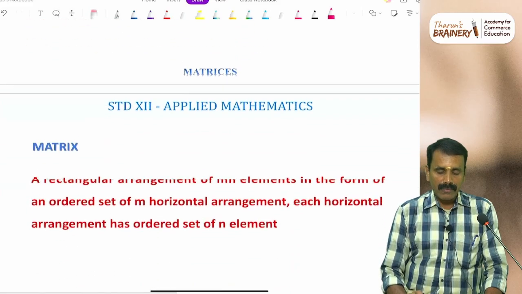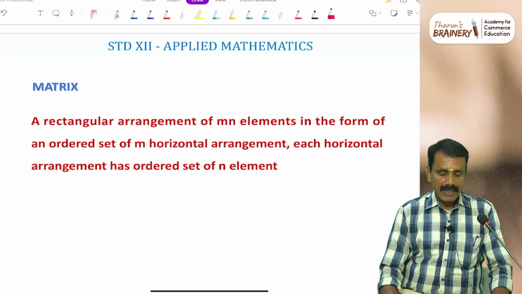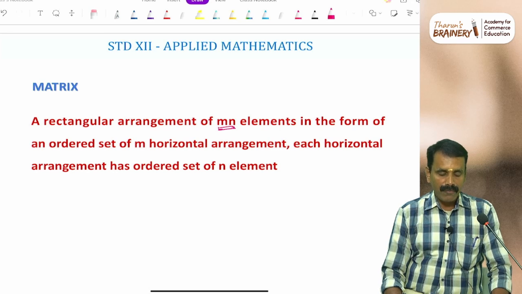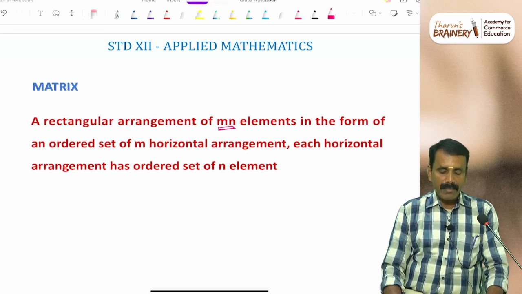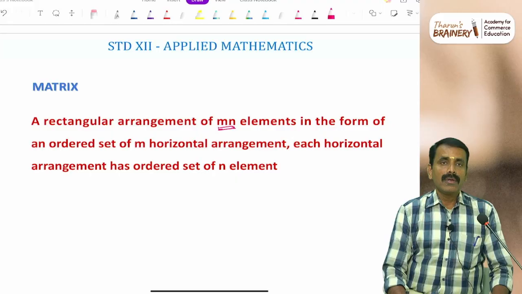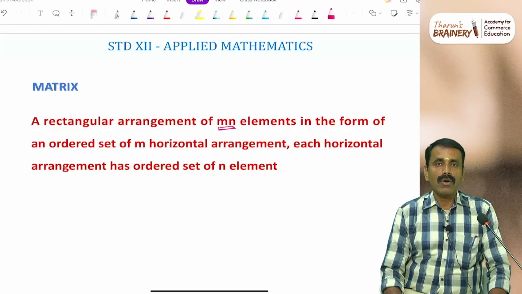Now, let us come to the definition of a matrix. What is a matrix? A matrix is a rectangular arrangement of m into n elements. It contains mn elements in the form of an ordered set of m horizontal arrangements, where each horizontal arrangement has an ordered set of n elements. So, a matrix is a rectangular array of numbers arranged horizontally as well as vertically. A horizontal arrangement is called a row and a vertical arrangement is called a column.